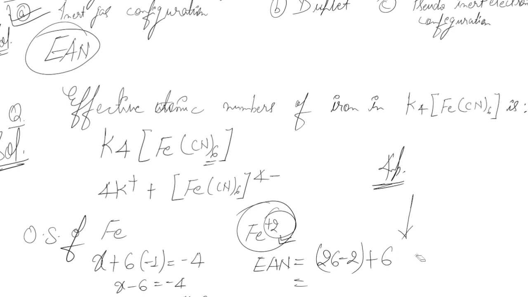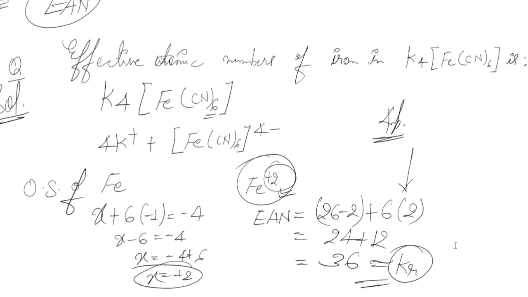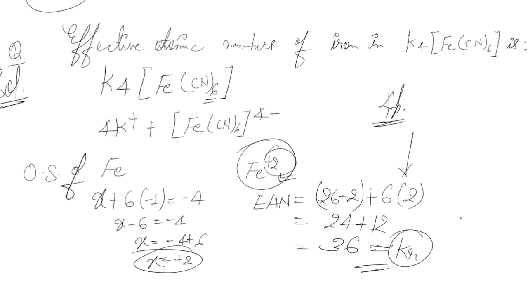So 26 minus 2, that will be 24, plus 6 times 2 is 12. So this will become 36, which is again equivalent to krypton, right? So that's how you can say that it is a highly stable complex. Its stability is high. So that's how we solve this question, and that is the overall idea of the effective atomic number, right? Thank you.